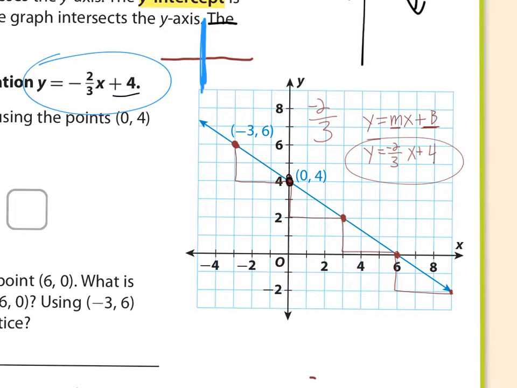So that's going to be the first point that I would make. From that point, I would start using the slope. I'm going to go down 2 and right 3. All right, and if I followed those rules, I'll end up getting the line that they already have drawn. Does everybody see that? We end up right there. Now, that's how you do it the old-fashioned way.